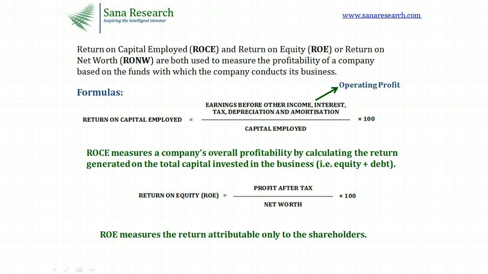The formula for calculating this is fairly simple. For return on capital employed, you take the operating profit and divide that by the total capital employed multiplied by 100. And for return on equity, you take the profit after tax and divide that by the net worth, as we just saw, and multiply that by 100.